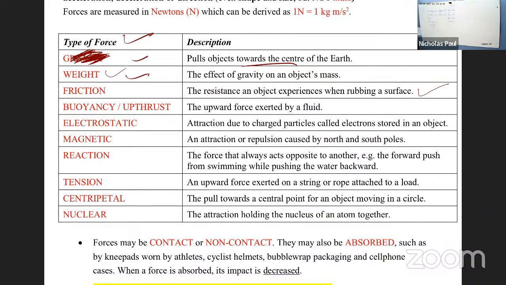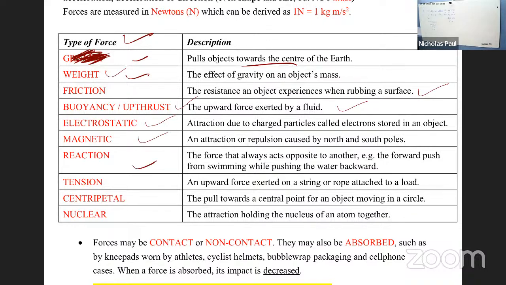You have upthrust. If you put a cork in water, what's happening? It comes back up. That upward force is called the upthrust or the buoyant force. Electrostatic force, you may have experienced this if you take clothes out of the dryer and find the clothes kind of shocking a little bit. That's an electrostatic force. Magnetic force, well, that's between two magnets.